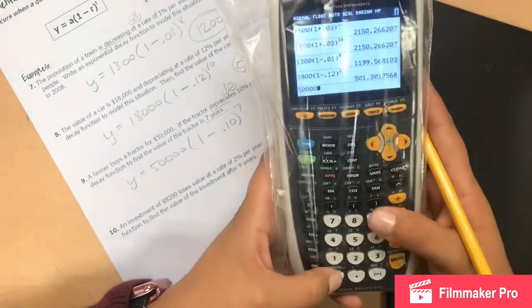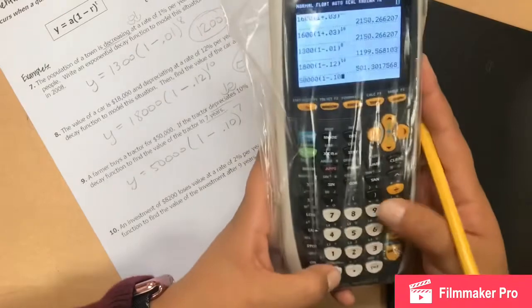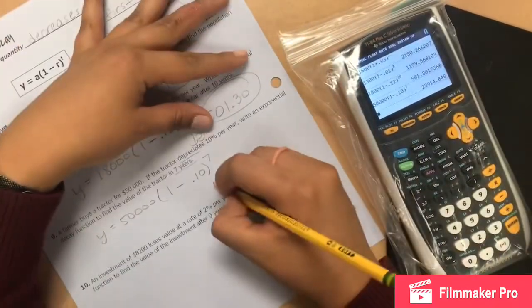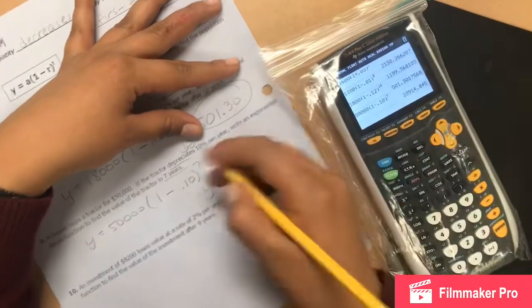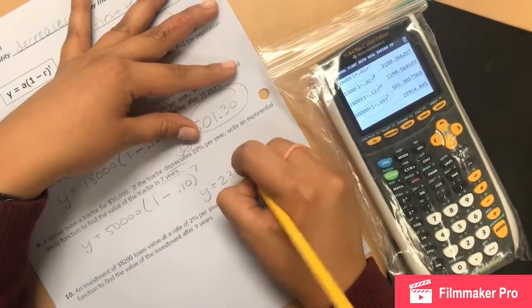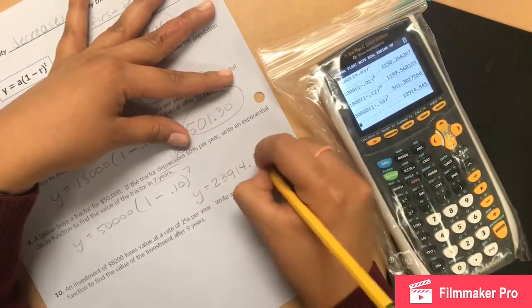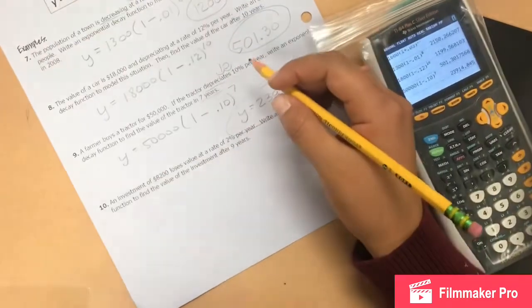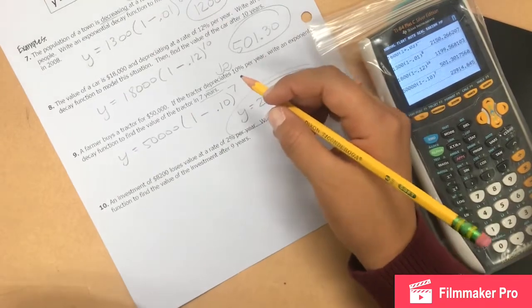So you kind of get the hang of it. It gets pretty repetitive. It's just different values being used. Since we are talking about money, my answer can be a decimal, so it's $23,914.85.